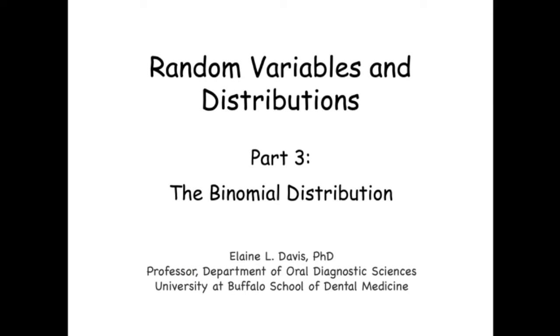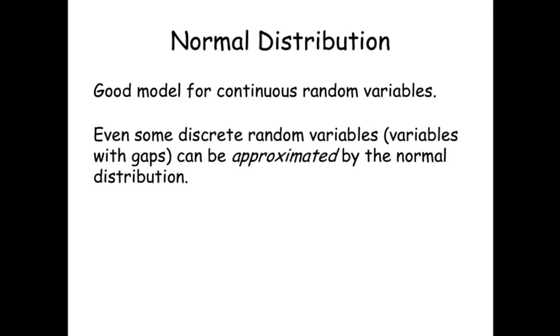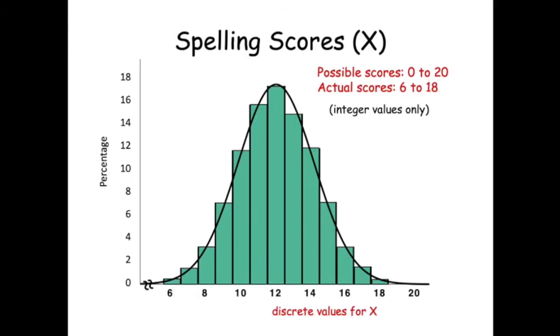This video focuses on the binomial distribution. The normal distribution provides a good model for many continuous random variables. It can also be used with discrete random variables when there is a large number of possible values. Here's an example. Scores represent the number of words spelled correctly and range from 6 to 18.